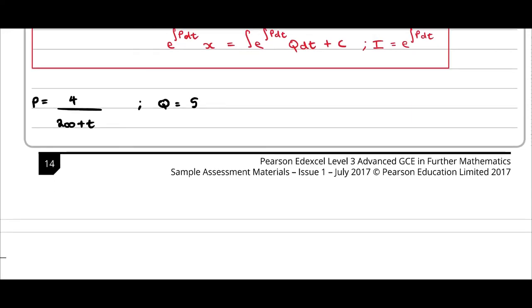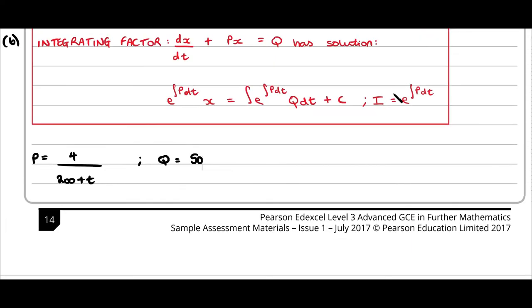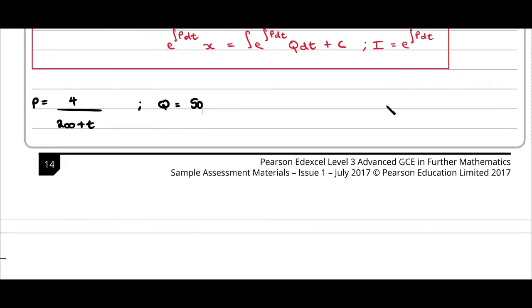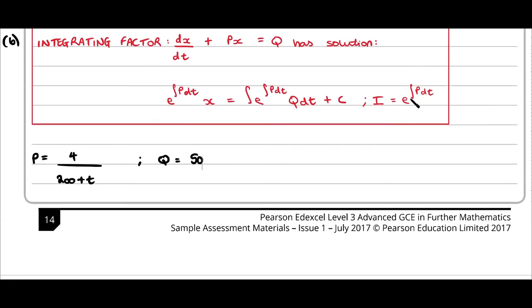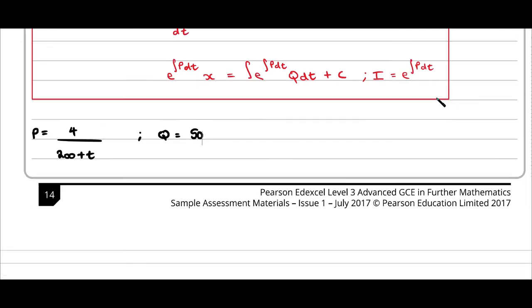We can now find the integrating factor I, which is equal to e to the power of the integral of P with respect to t. So I is equal to e to the power of the integral of 4 over 200 plus t dt.